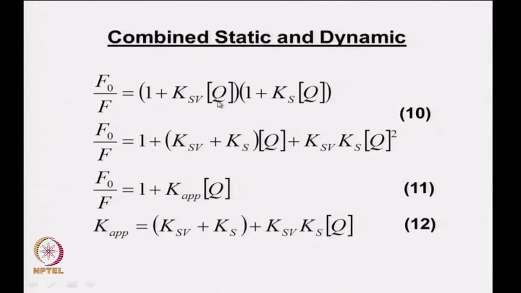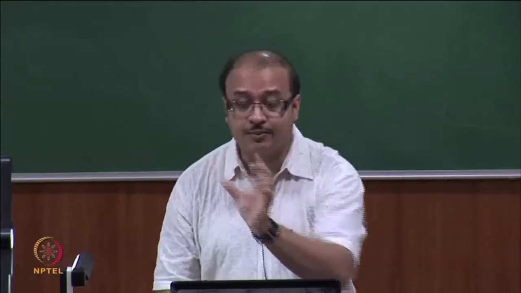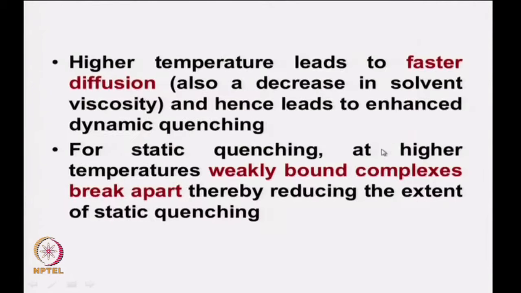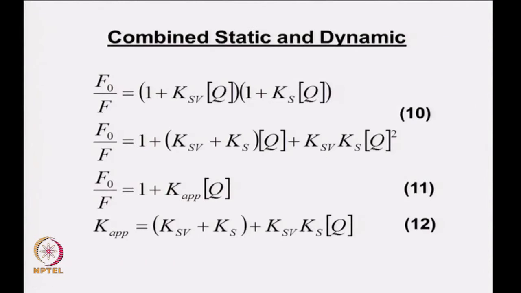That means 1 plus K_SV times [Q], which is the dynamic part, and 1 plus K_S times the concentration of Q, which is the static part. If you expand it, you will see that you have a quadratic in Q, so here you have the Q square term. This can be simplified, try it out by yourself, where F0 by F is equal to 1 plus K apparent times concentration of Q, and this K apparent has this expression, just a simple algebraic manipulation and you will get it.